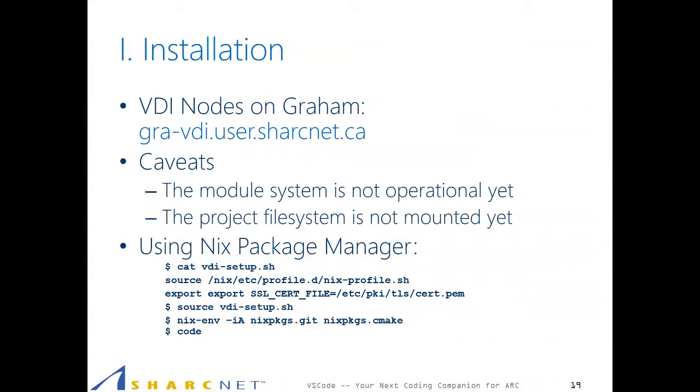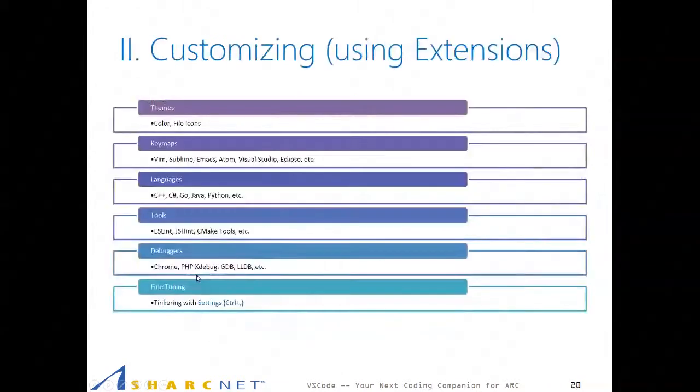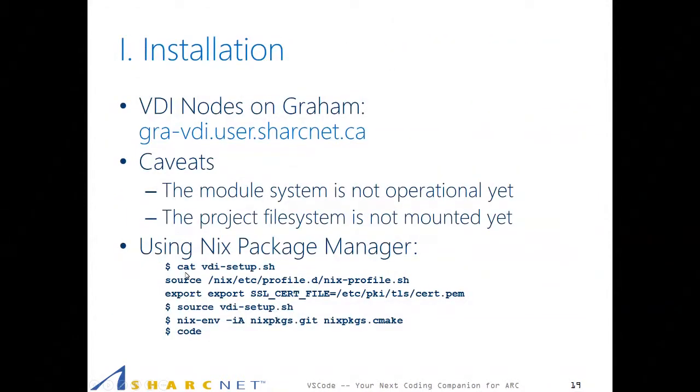But if you want to use that now, you can. There are some workarounds. Here, you should first make a small shell script, which I named vdi-setup.sh, and put it in your home directory, for example, and put these 2 lines of code here. The first one, because the module is not operational there yet, if you want to run Nix and make it available, you should source this script to make it available.